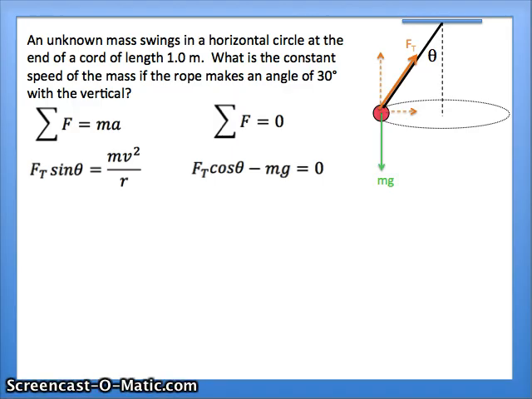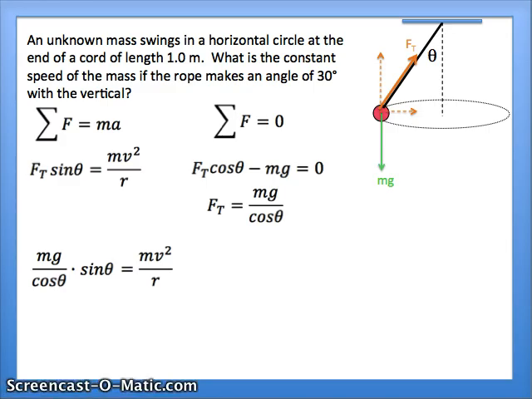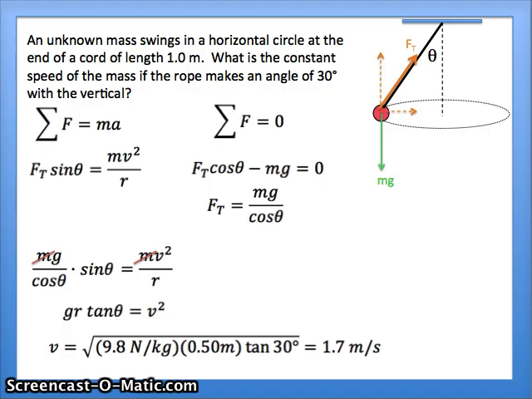All right, so I don't know the tension force, but I can use these two equations to substitute and eliminate that variable. So I'll solve the equation on the right and substitute that into the equation on the left. You can kind of see a tangent sort of poking its way up here. My masses can be canceled out, and I can rearrange things just a little bit, and we find that the speed of this object would be 1.7 meters per second.